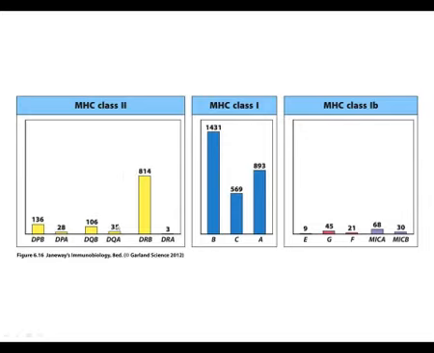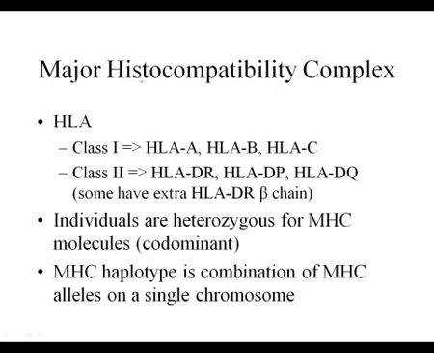Notice that the most polymorphic out of all of them, in MHC class 2 molecules, is DRB, that beta chain of HLA-DR, the MHC class 2 molecule. Okay, so stepping back for a minute, in the major histocompatibility complex, you have HLA. HLA genes encode for these MHC. So the class 1 are HLA-A, HLA-B, and HLA-C, and class 2 are HLA-DR, HLA-DP, and HLA-DQ.